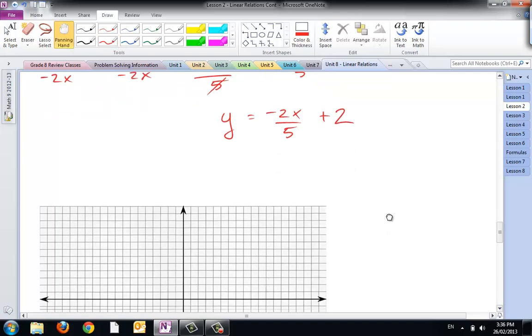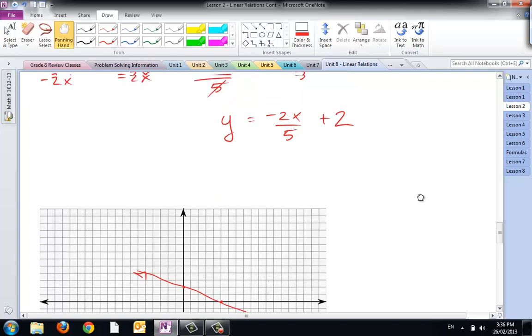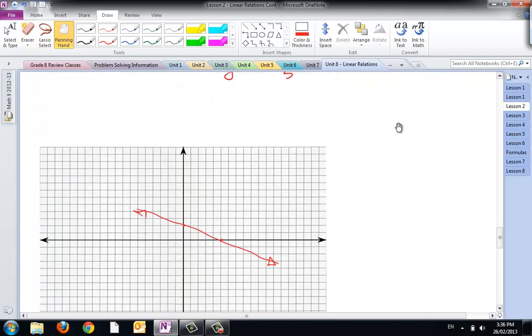So if I plot that, a y-intercept of 2 and a slope of negative 2/5, I go down 2 and over 5. And there's my 2 points, and I can draw a line between them. And do they look the same? Well, I can compare that one to that one, and yeah, they do look the same. I've got the same line.